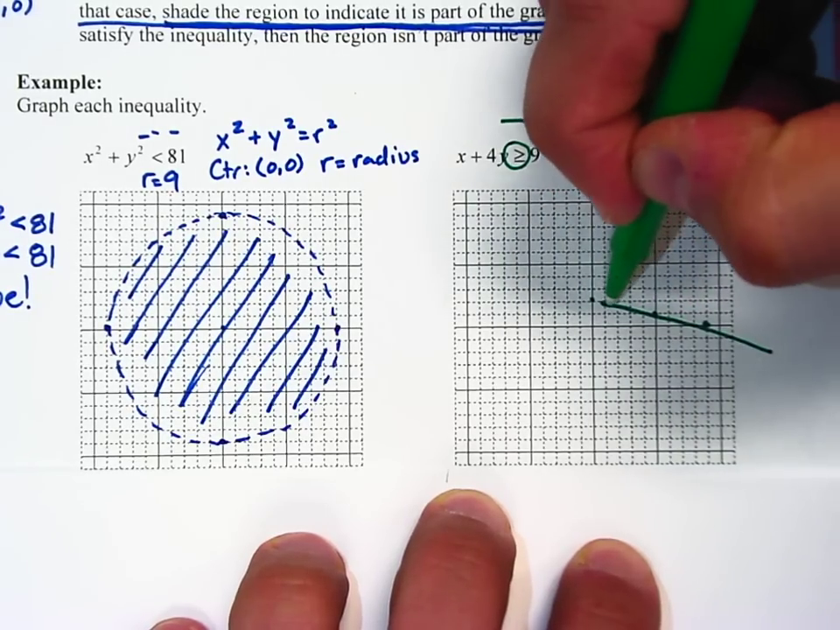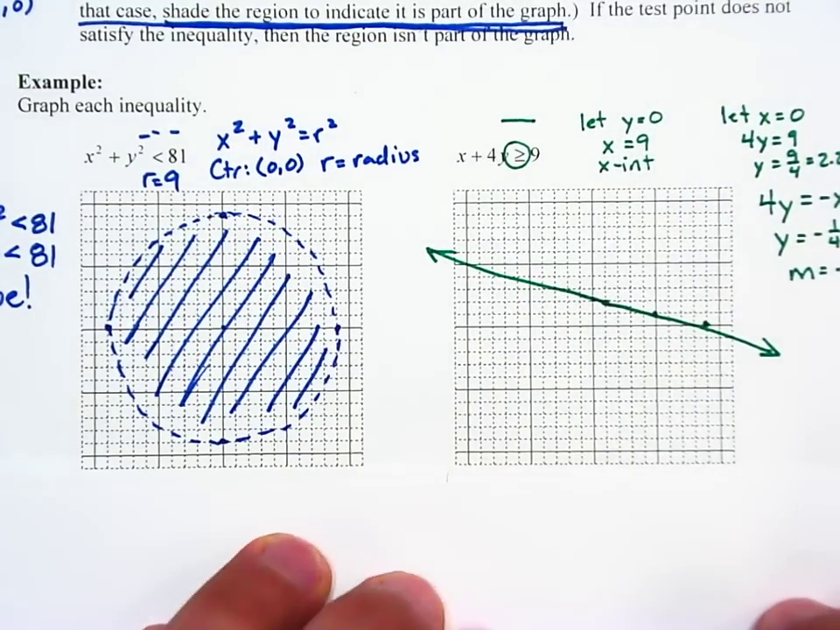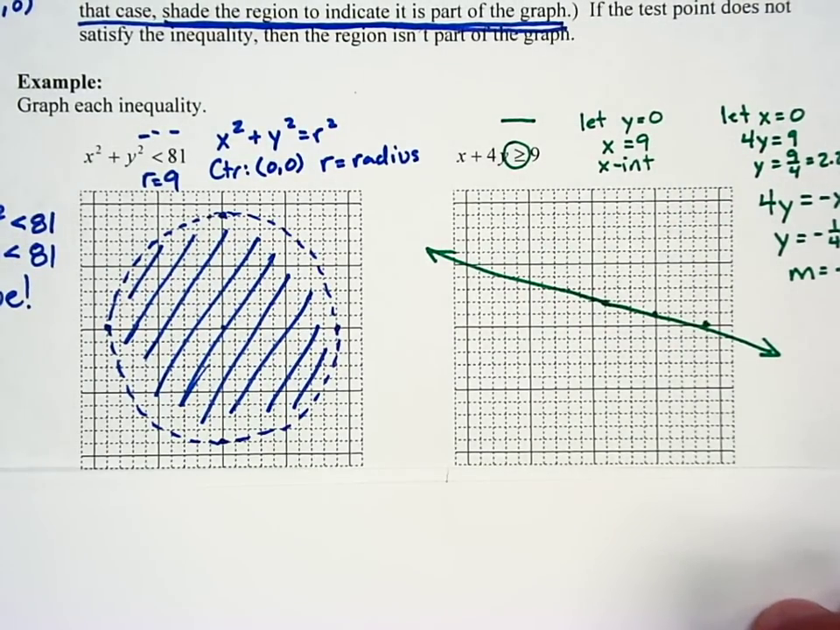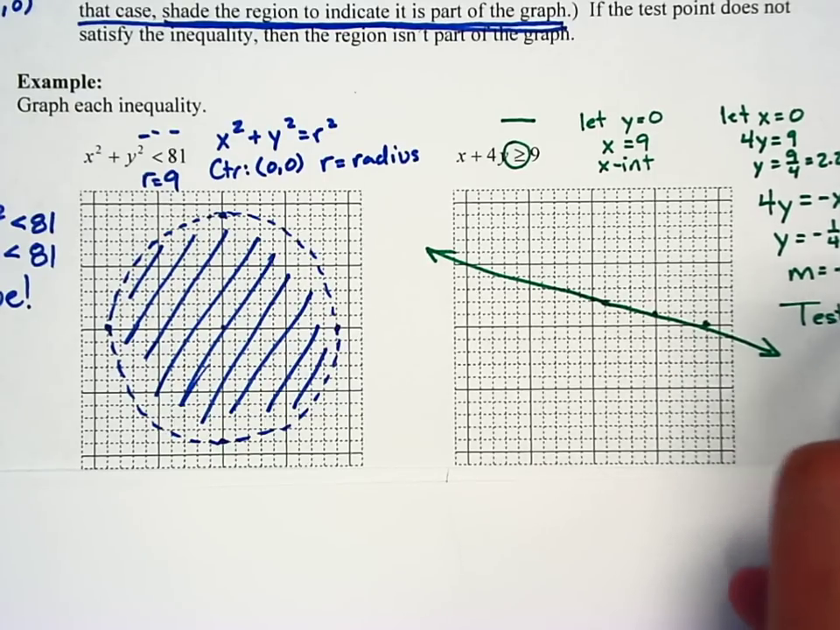I should use a ruler, but I don't have one with me right now. So there's our points, or our line. Last thing I want to do is pick my test point. Alright, 0, 0 works again.